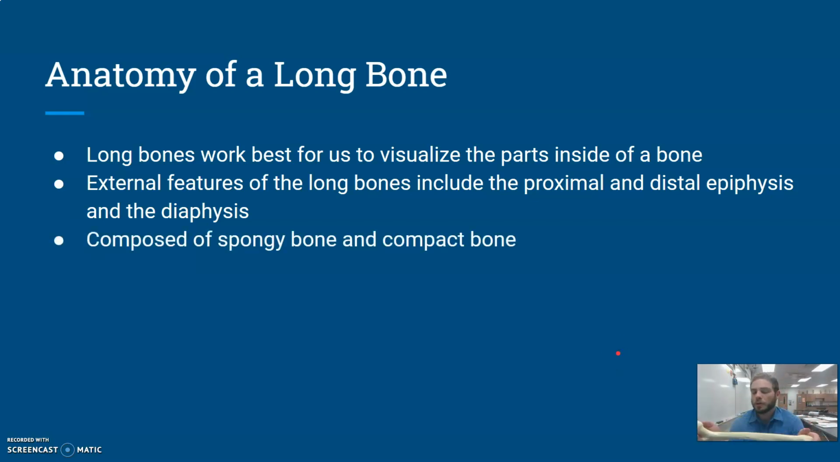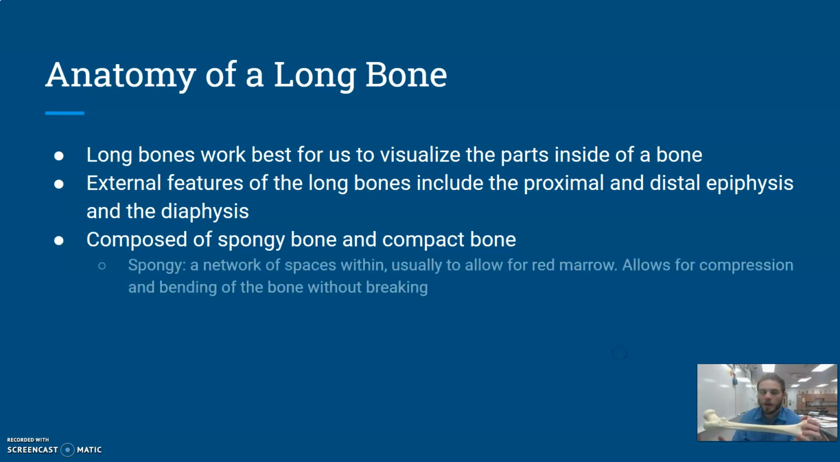Your long bones are going to be composed of both spongy and compact bone. Spongy, you can think of it as kind of looking like a sponge, where there's a whole bunch of holes and a network of spaces within that bone. Usually, that network of spaces isn't going to be hollow, however. It's going to be filled with red marrow. And we'll talk about what red marrow does here in a second. But that spongy bone is really good at allowing some bend in the bone.